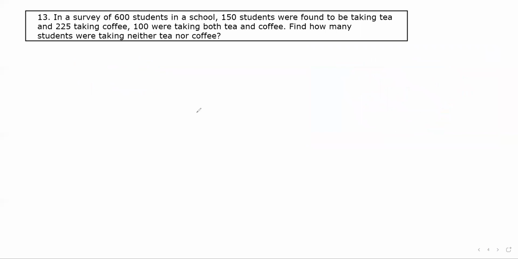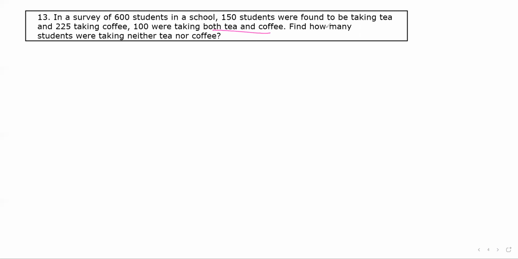In a survey of 600 students in a school, 150 students are found to be taking tea, 225 taking coffee, 100 were taking both tea and coffee. How many students were taking neither tea nor coffee? Now, whenever it's written both, we have both dash and dash. So this is equivalent to A intersection B.